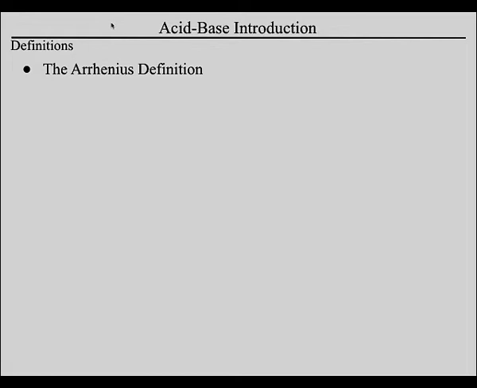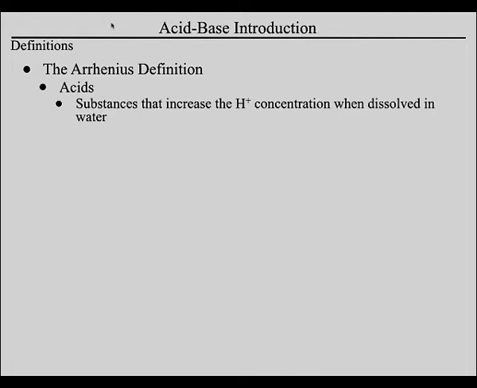So guys, when we talk about the Arrhenius definition for acids and bases, it goes like this. An acid, by the Arrhenius definition, is a substance that increases the concentration of hydronium or hydrogen ion when dissolved in water. Now guys, understand that's true, but it's too limiting. And we'll talk about that in a minute.